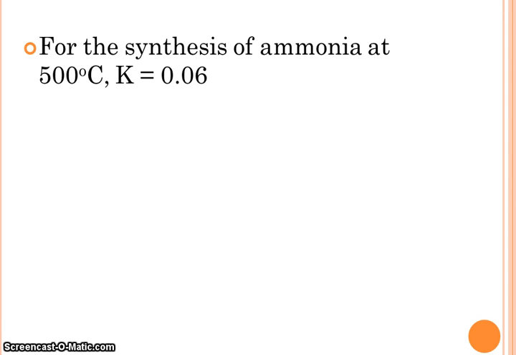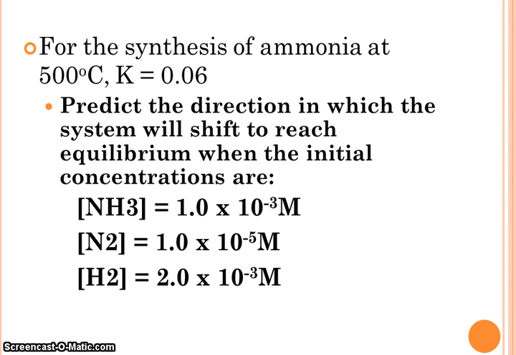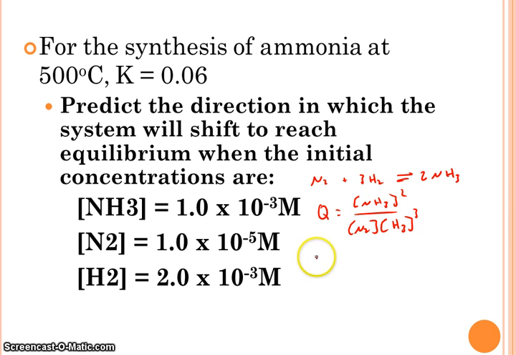Now let's do one more. Same reaction, same K value, different concentrations. So we've got nitrogen plus hydrogen. I'm going to put that arrow in 2 directions, which represents a reversible reaction to produce ammonia. We're going to write our K expression, ammonia squared over nitrogen times hydrogen to the 3rd.